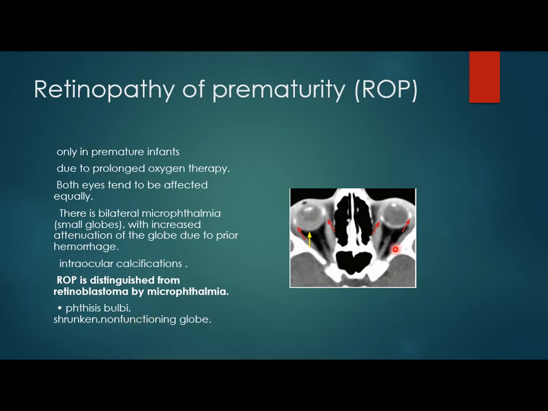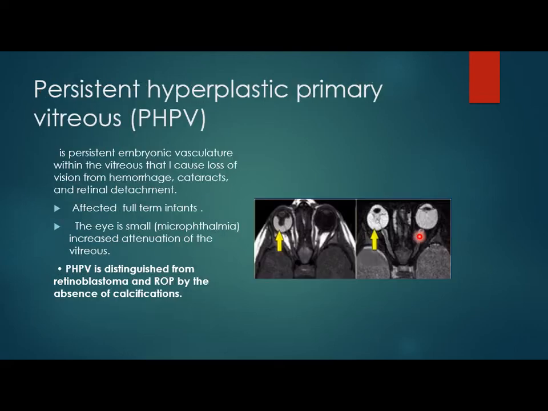Here also, the globes are small with hyperattenuation, and multiple calcifications are seen. Persistent hyperplastic primary vitreous is a persistent embryonic vasculature within the vitreous that causes loss of vision from hemorrhage, cataract, and retinal detachment. It affects the full term. Also, there is a small microphthalmia with increased attenuation, but there is no calcification in this case.